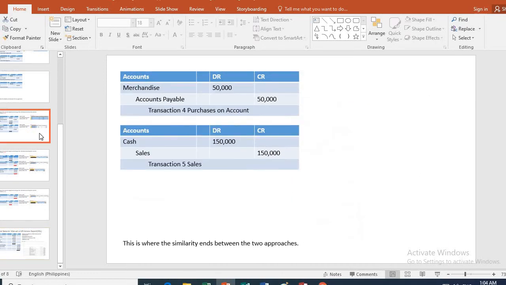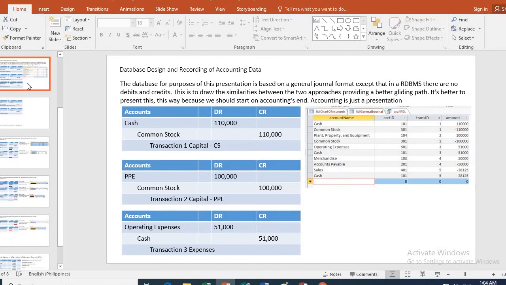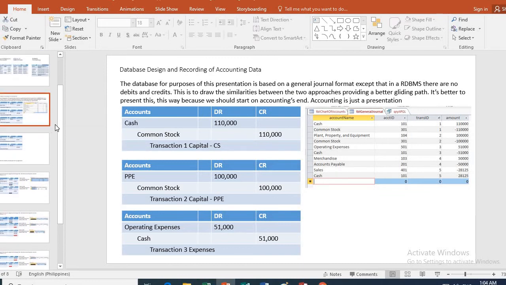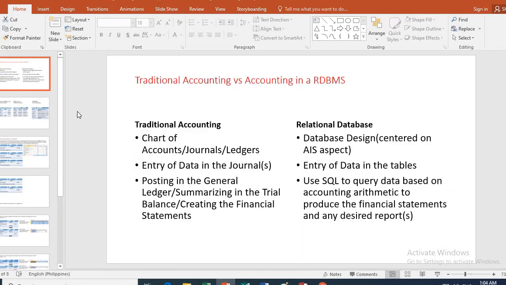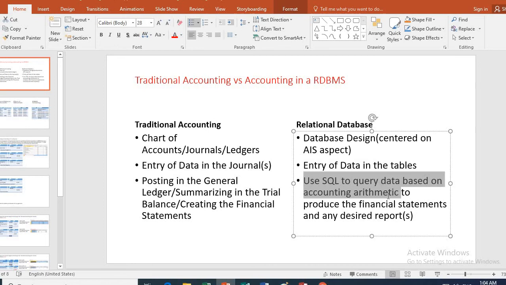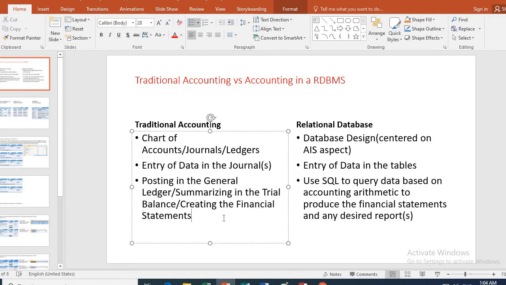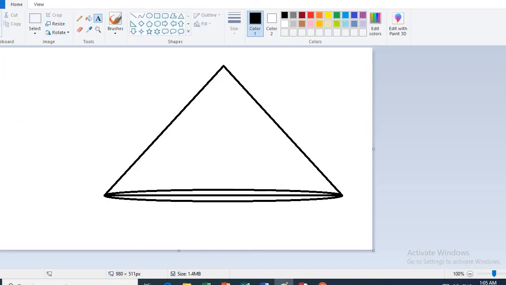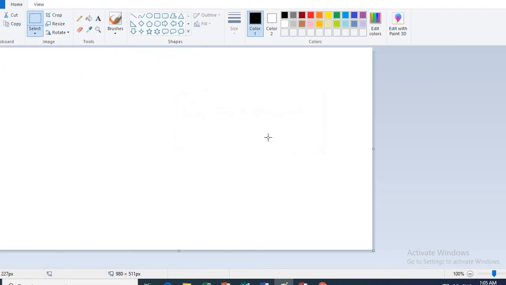As you can see, we jump immediately to, as I've said, and just to note that in this case there is no audit trail here, unlike this one. In our traditional accounting, we would really see the trail from posting to summarizing in the trial balance to the creation of financial statements. But in SQL, I would like to use a new slide here, a new file, to demonstrate this one.